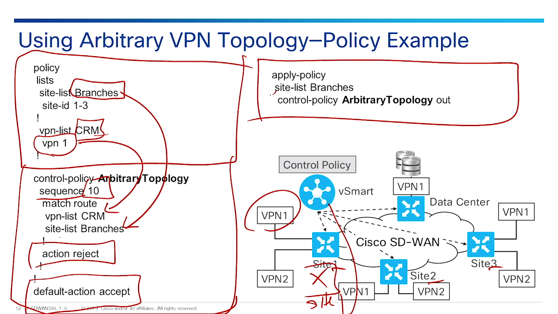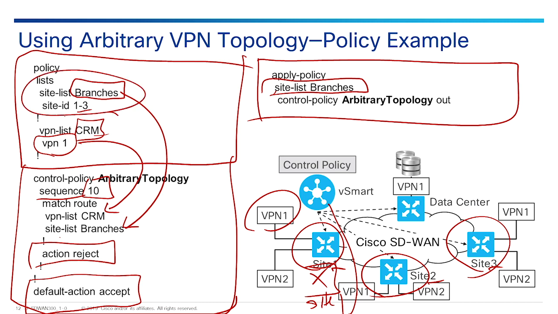And we apply it to this site list. Who's going to get the policy? And the answer is these guys are. The branches, site 1, 2, and 3 that we defined up here. Okay? So once that's applied, basically we create the policy and then we activate it. Once we activate it, then the policy gets pushed out.